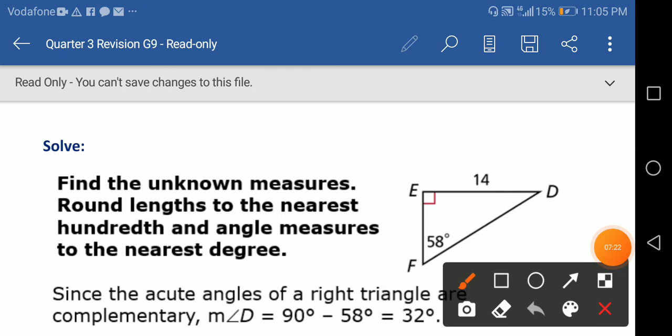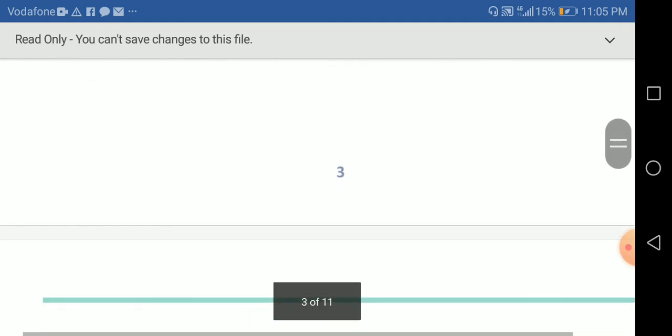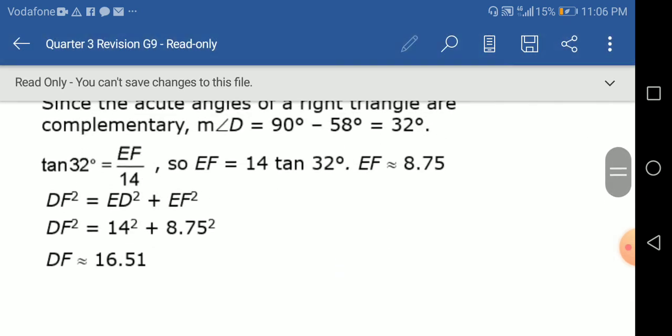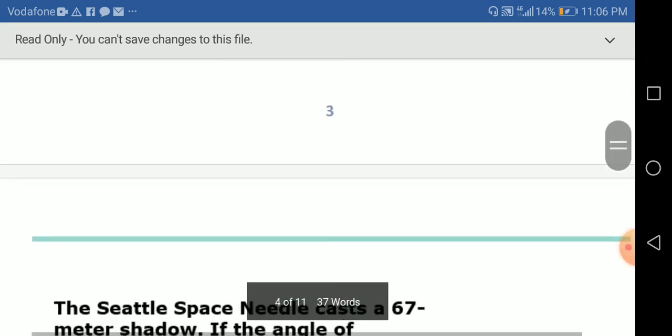The hypotenuse here equals the sum of 14 squared plus EF squared. Why? Because this is the Pythagorean theorem. So I will write DF power 2 equal ED power 2 plus EF power 2. So DF power 2, which is the hypotenuse required, equals 14 power 2 plus 8.75 power 2. By using the calculator, you'll find DF. Easy, guys? I think it is.